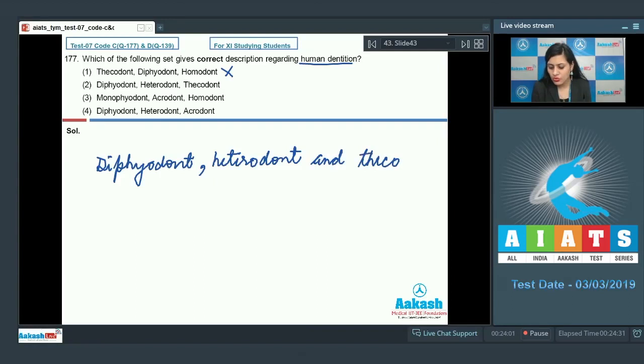and thecodont, as teeth are embedded in the socket of jaw bone. So the next option, diaphyodont, heterodont and thecodont, is a correct option and is the correct answer to our question. Let's discuss rest of the options. The third option given is monophyodont, acrodont and homodont, and this is an incorrect option. The last option is diaphyodont, heterodont and acrodont, which is also an incorrect option. So the correct answer to this question is option number 2. Let's discuss our next question.